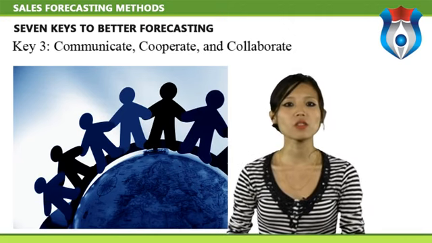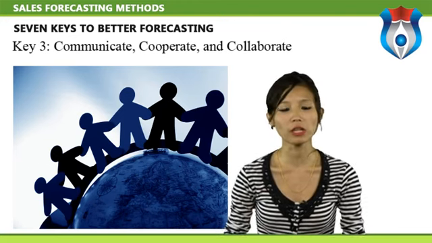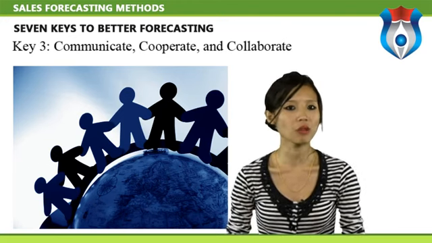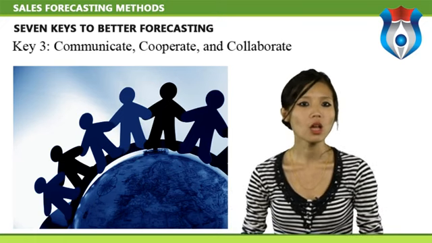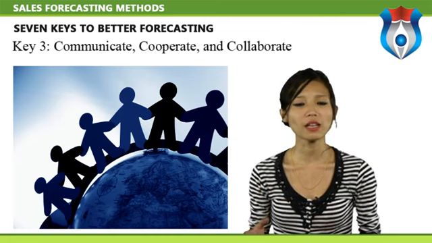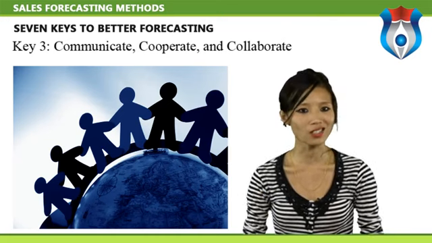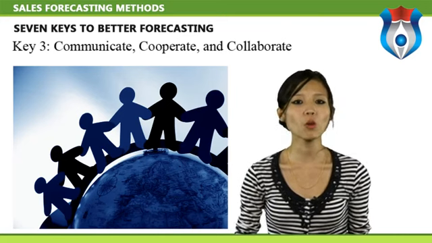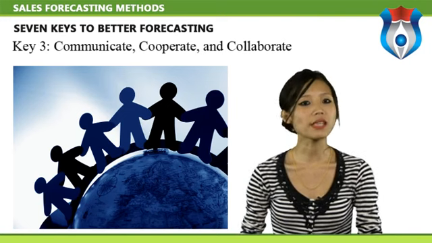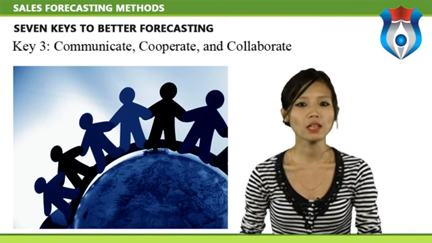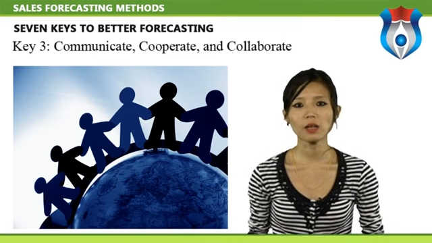Key 3. Communicate, cooperate and collaborate. Companies that forecast most effectively consider it critical to obtain input from people in different functional areas, each of whom contributes relevant information and insights that can improve overall accuracy. But employees are often unable or unwilling to work across functions to achieve high levels of forecasting performance. To do so requires a great deal of communication across department boundaries, and not all communicating is equal. Some companies are simply better at it than others.